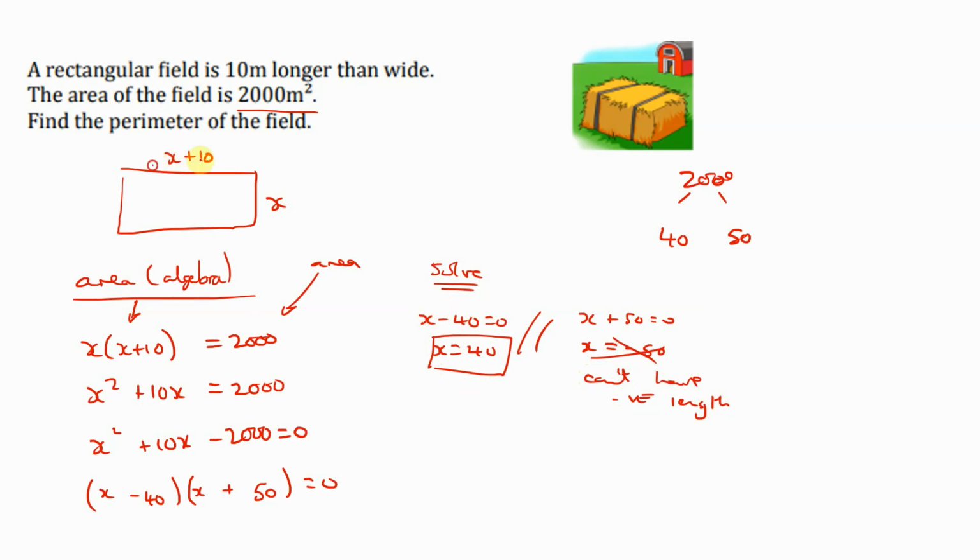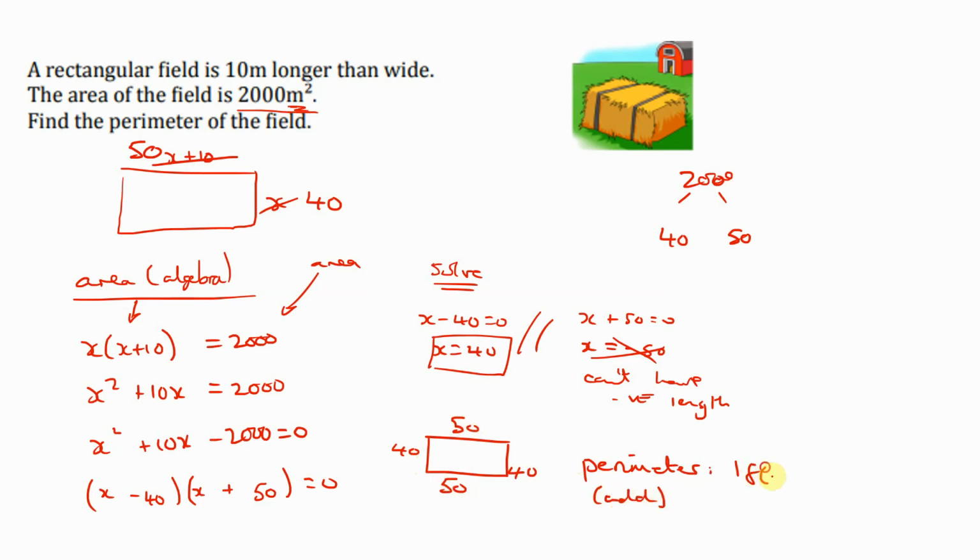Well, let's think. If x equals 40, we've got a rectangle of 40 by 50, x and x plus 10. So the rectangle actually looks like this, and all the measurements are in meters. So the perimeter, this is the easy part, we just add the lengths, don't we? So 50, 100, 180 meters. So that final bit was the easy bit.